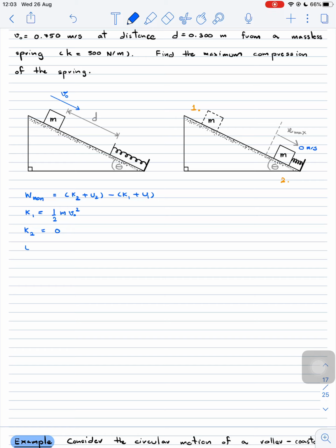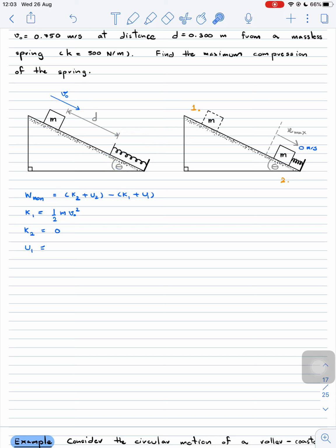Now how about U1? The potential energy consists of the elastic potential energy of the spring and the gravitational potential energy of the block. But initially you can see that the spring is not compressed or extended. It means that the elastic potential energy of this original spring must be equal to 0.